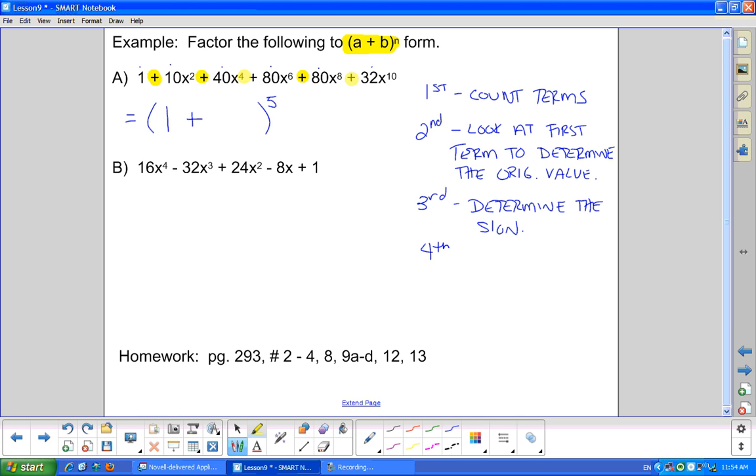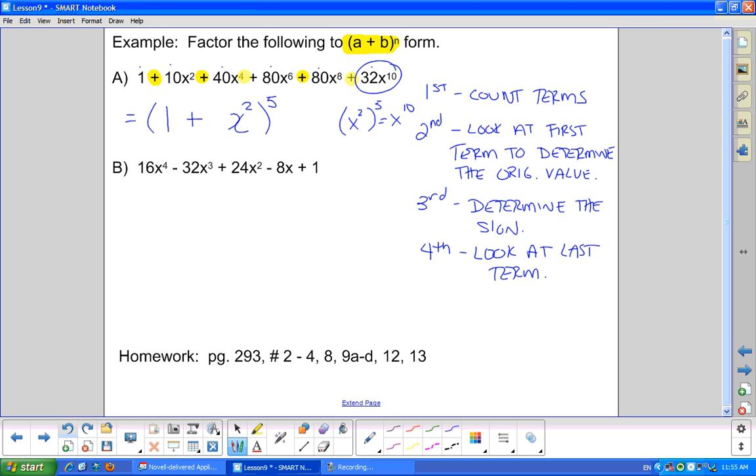And the fourth is look at the last term. If we look at the last term, it's 32x to the 10th. So we know the last term was something to the exponent 5, and that is because of this exponent here. So what goes in there? Well, to make the x to the 10th, that means the exponent on it was 5, so it must have been x squared originally. So x squared gives you x to the 10th.